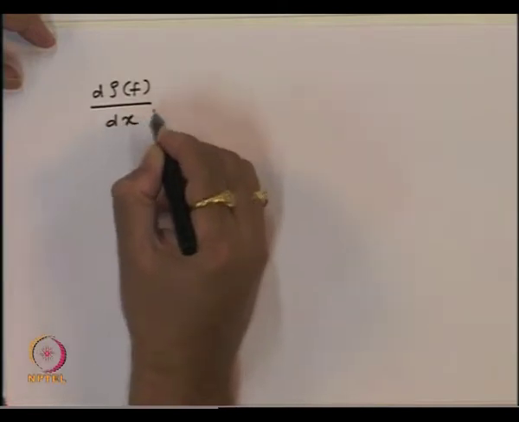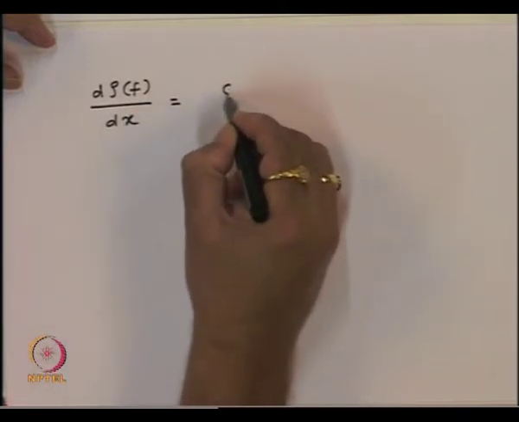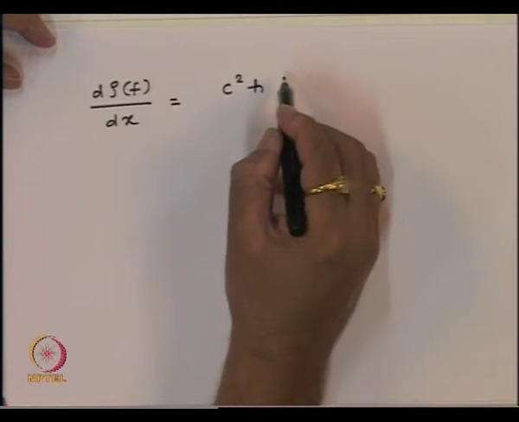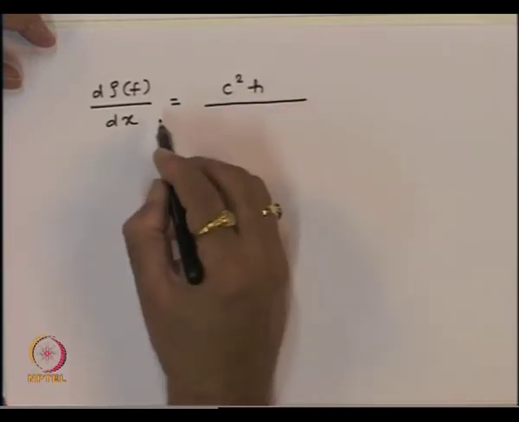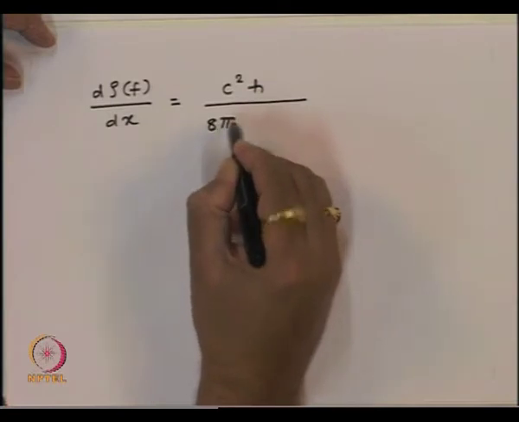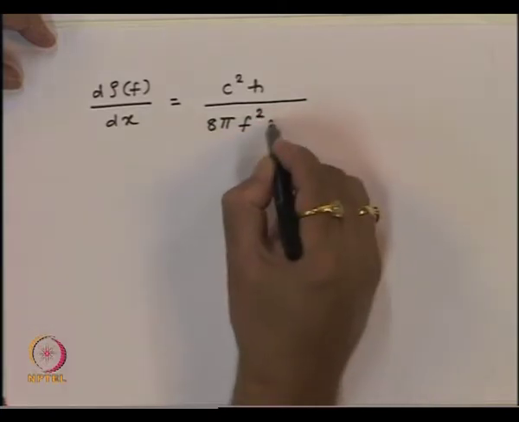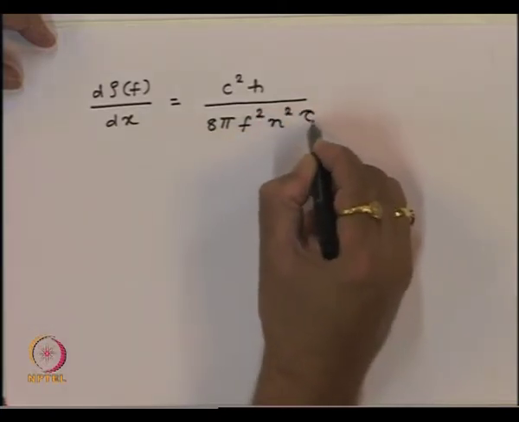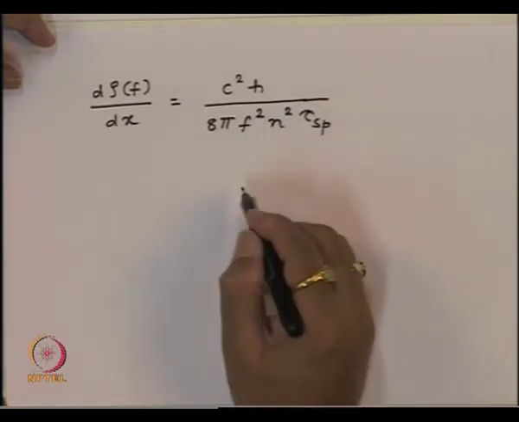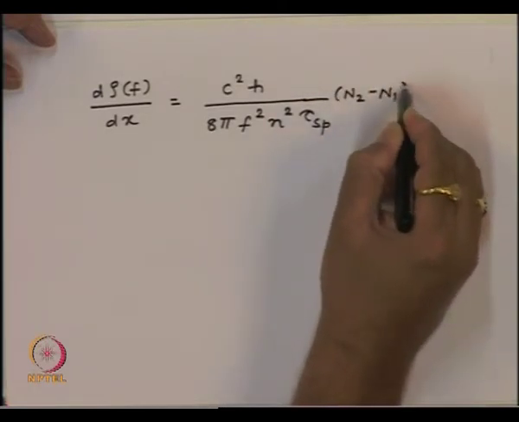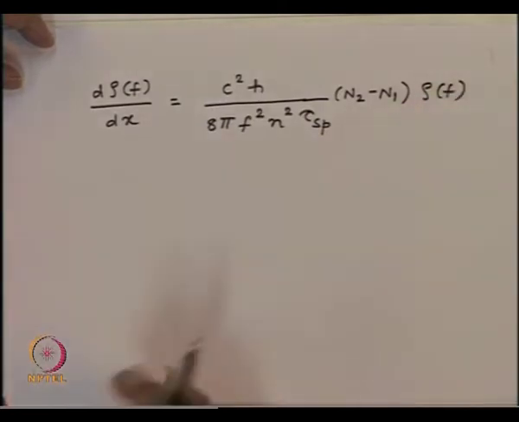One c by n will cancel with that, and then finally we get the equation for the photon flux as a function of distance, which will be d rho of f by dx, that will be c square h upon 8 pi f square n square tau spontaneous into n2 minus n1 into rho of f.